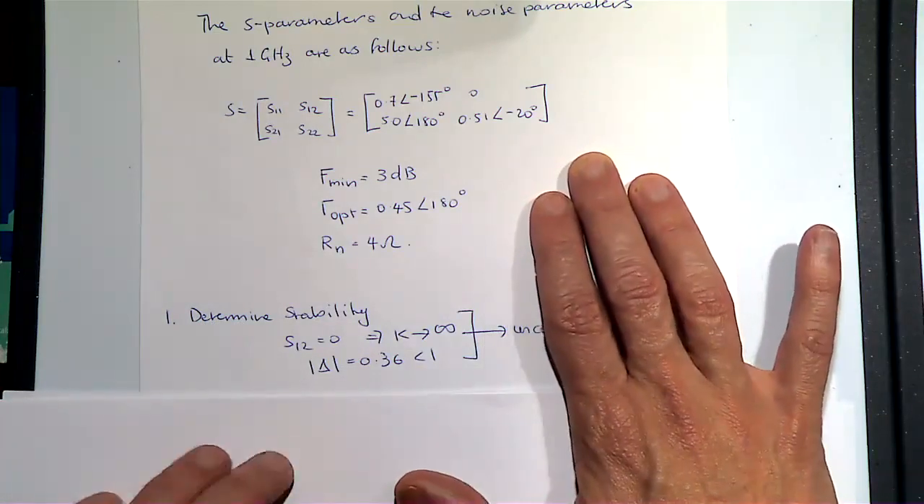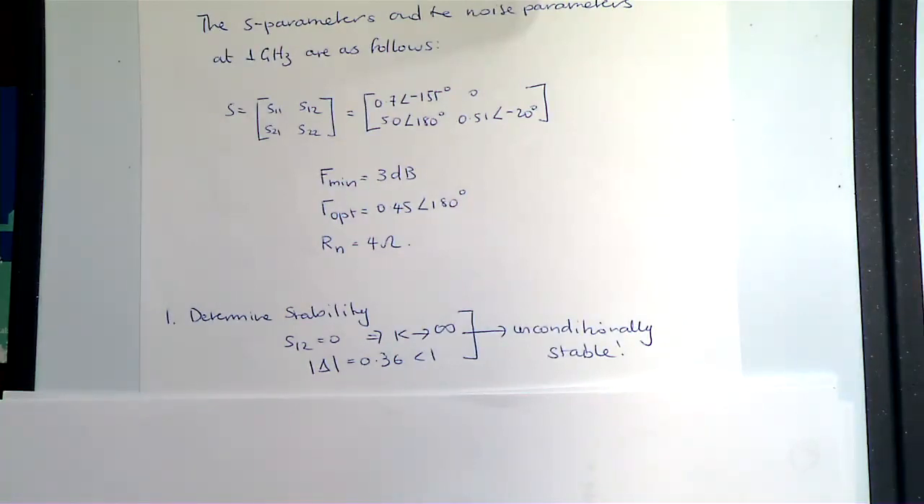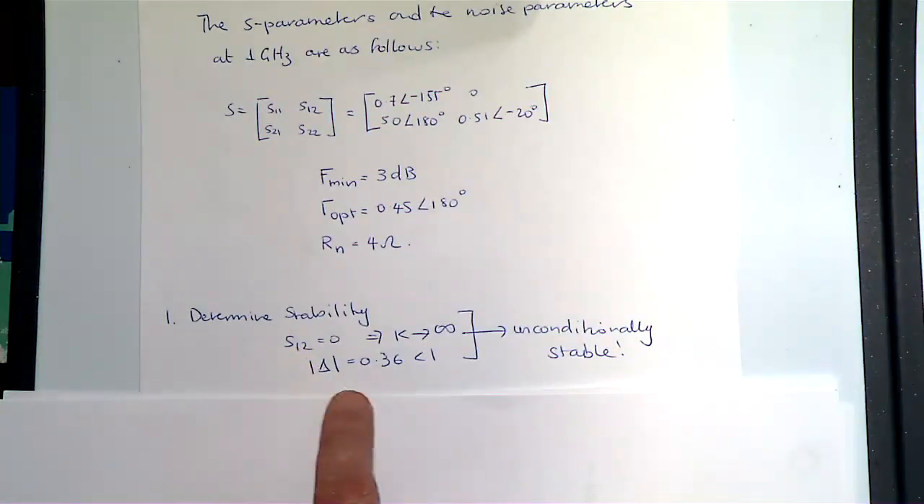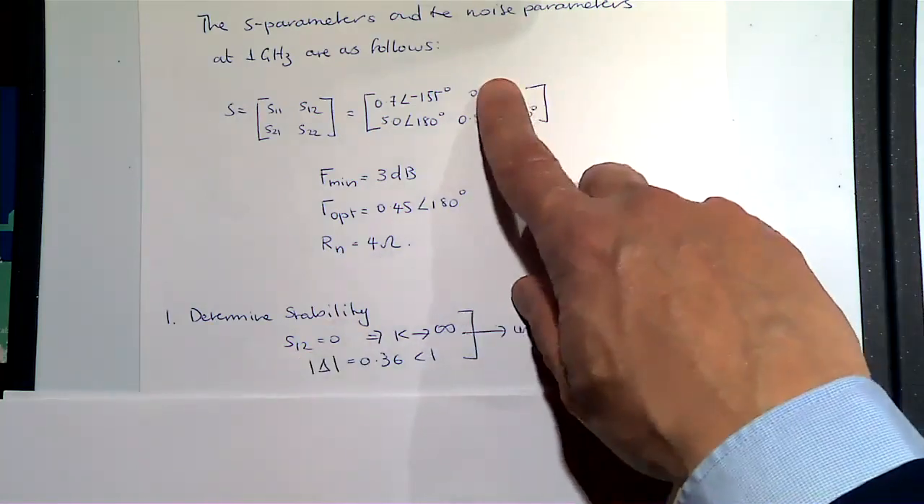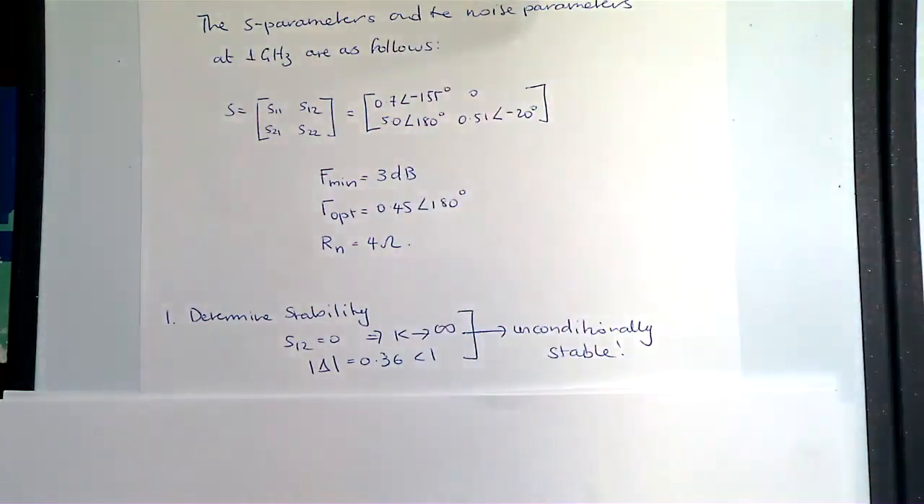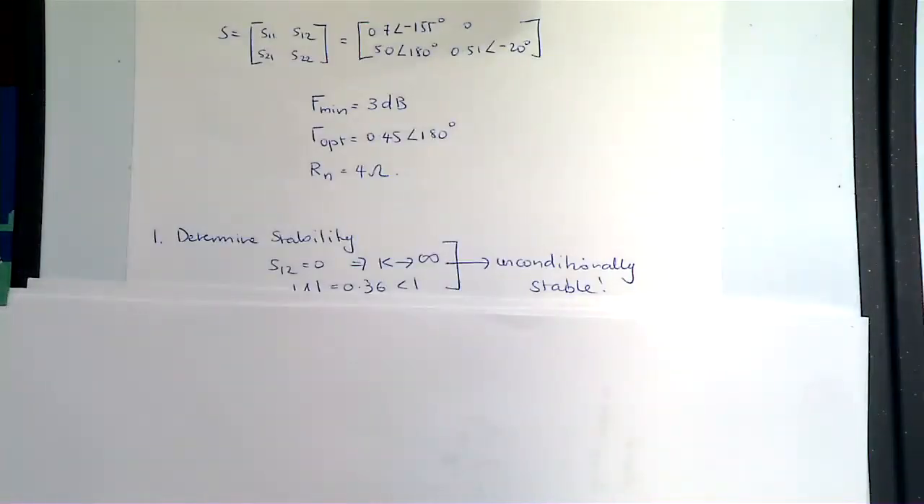We work out the stability, right? That's unfair because we always say we work out the stability. So in this particular case, we know K is infinity, and we also know S12 is equal to 0. So therefore, the unilateral assumption is valid. If S12 is 0, we always know that it's going to be a stable system. But anyway, we know it's unconditionally stable. Good. What do we do next?